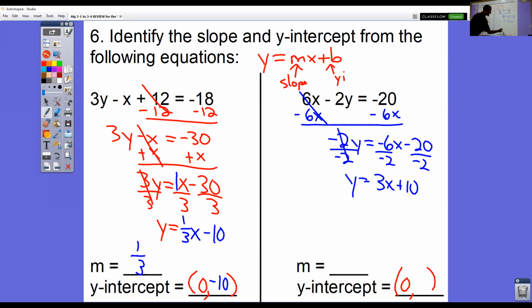So I have 3x, so I can just have 3. Or you can put 3 over 1. Either way is fine. And your y-intercept is 0, comma, whatever your plus or minus is. So it's 0, comma, 10.